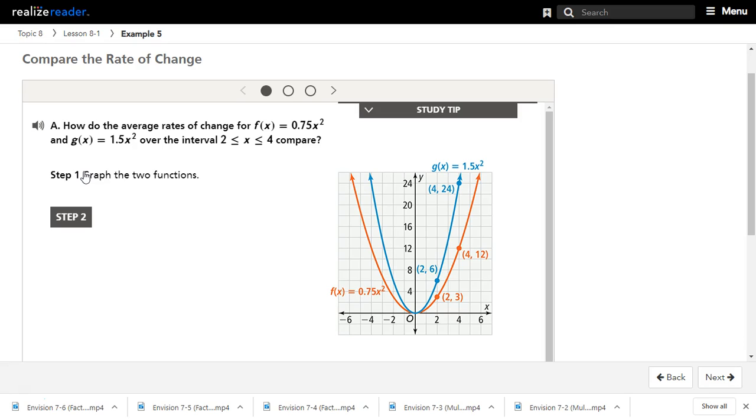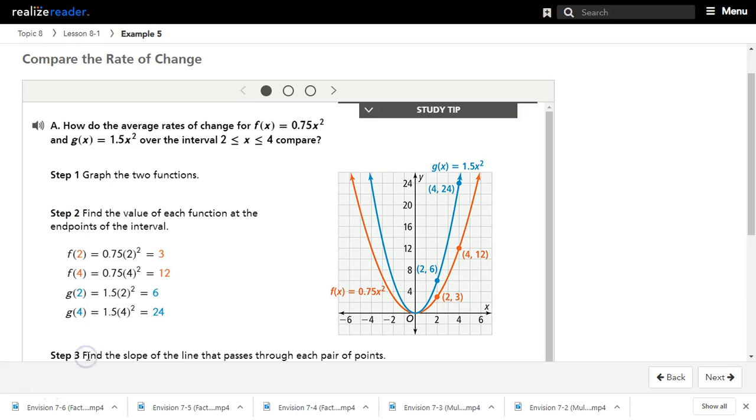Everybody see that? All right? So do that same thing for g of x. That's the blue one here. When you plug in 2, you get 6. And when you plug in 4, you get what? 24. So there's your 2 points. And now you do the slope formula, even though it's not technically the slope. You got me? It's rate of change.